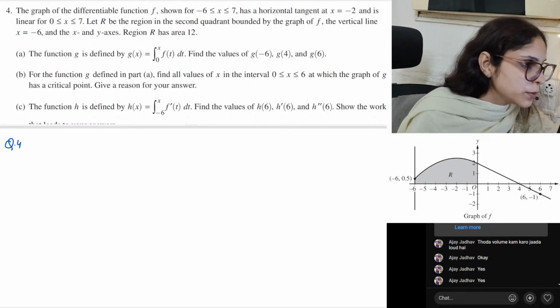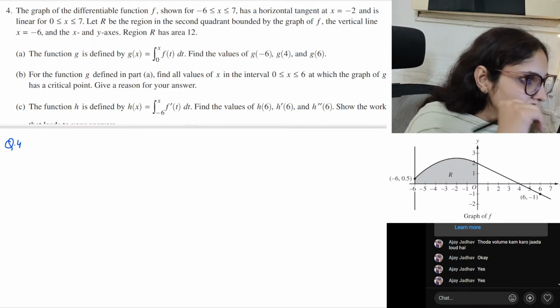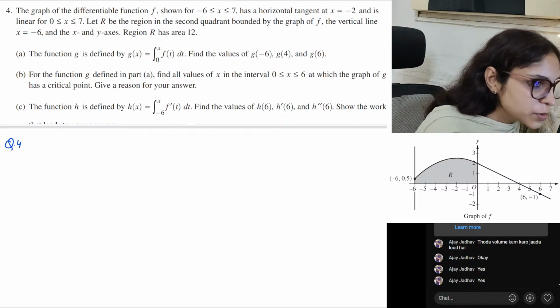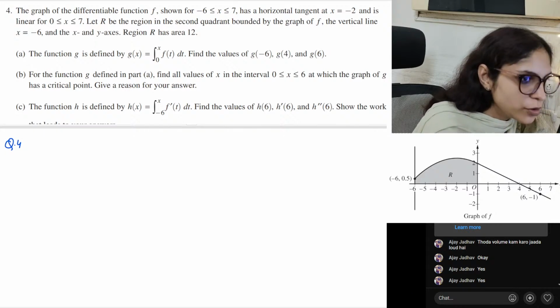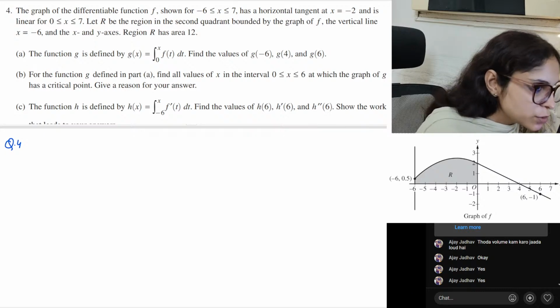So now we can start with the question. It is a differentiable function from -6 to 7. It has a horizontal tangent at x equals -2, so we can see that at x equals -2 there is a relative maximum. It is linear from 0 to 7, so we can see that from 0 to 7 the graph is linear.